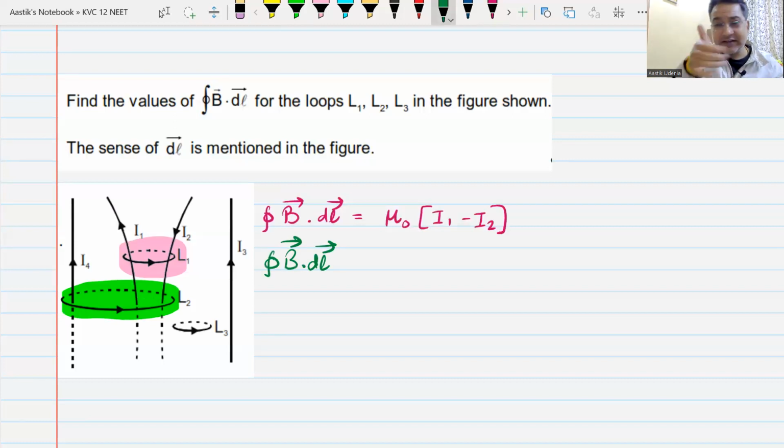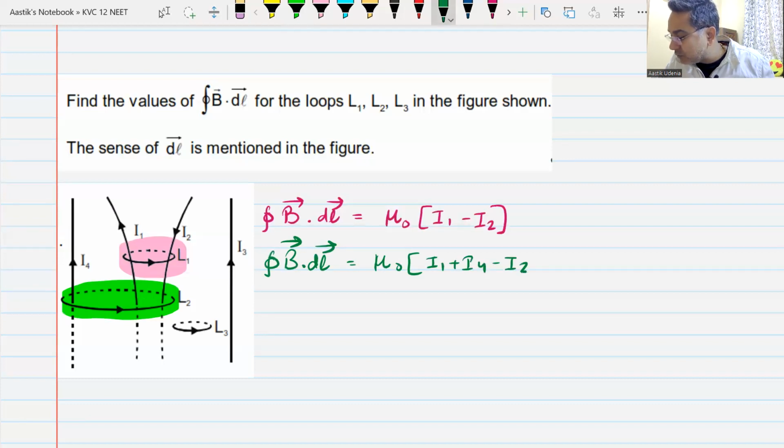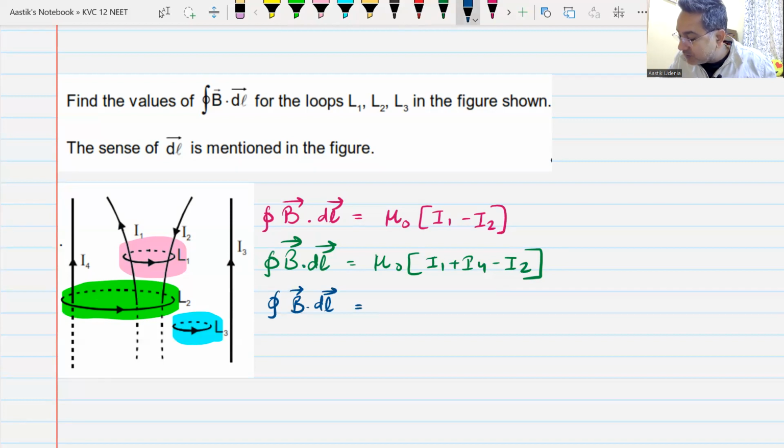Again, the loop is like this. So up currents are positive and down currents are negative. Up currents are I1 and I4. Down current is I2. So that is the integral of B dot dl for this one. In the blue loop, there is nothing coming in. So the integral of B dot dl in this blue loop is nothing but 0.